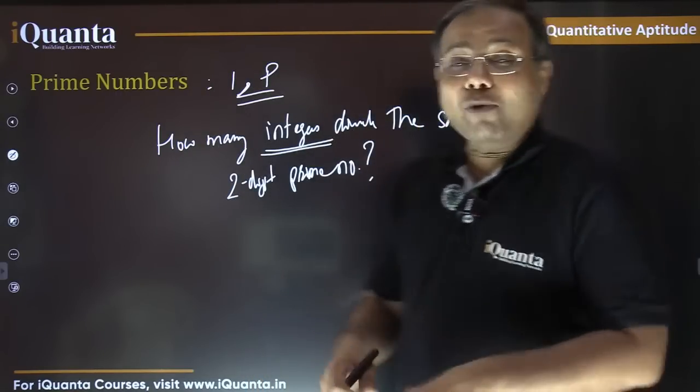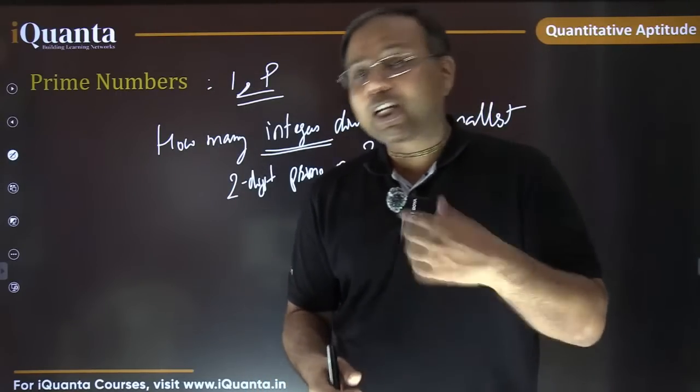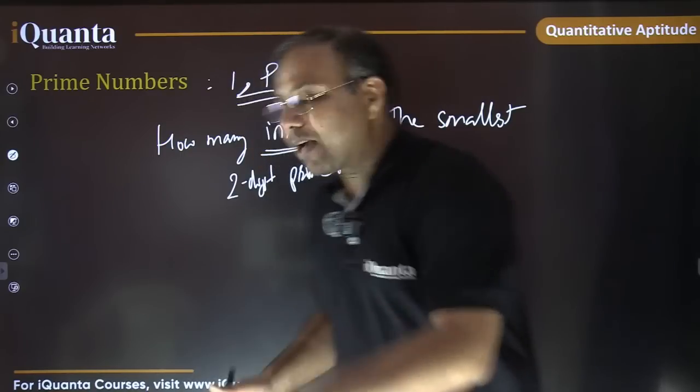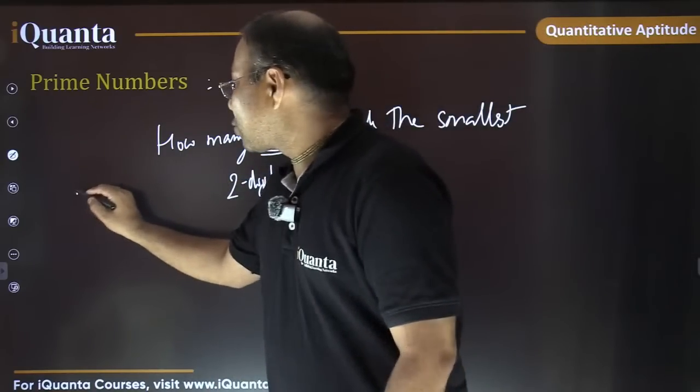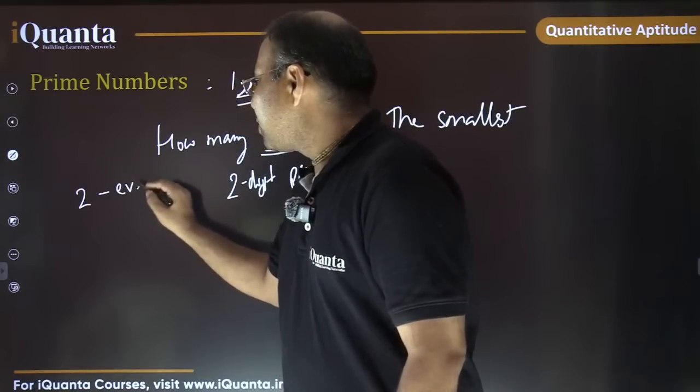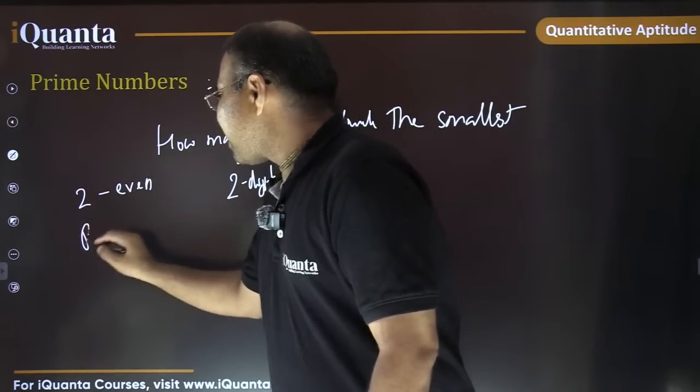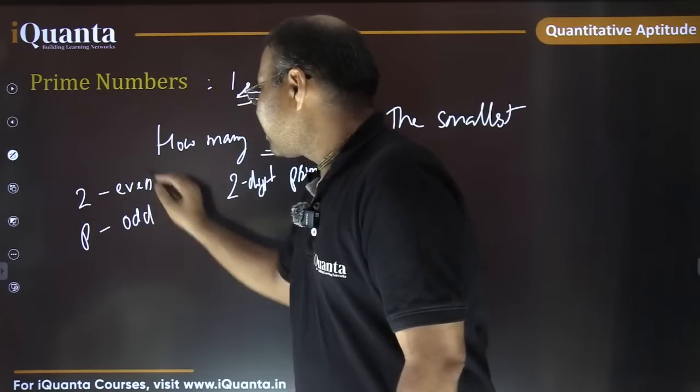Okay, what about the form of the prime numbers? Prime numbers किस form के होते हैं? Some of you mentioned that 2 is the only even prime number. That's true. 2 is the only even prime number. All others are odd. All other prime numbers are odd. That's fine. Anything else?